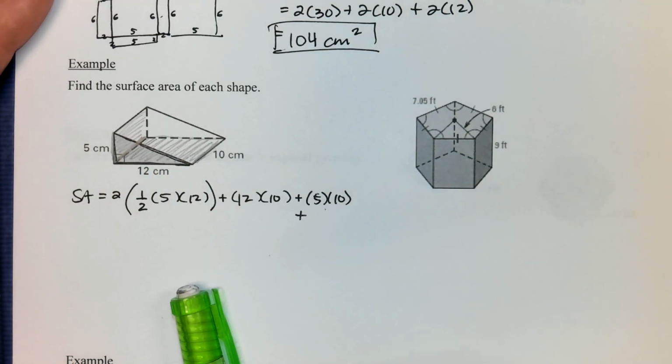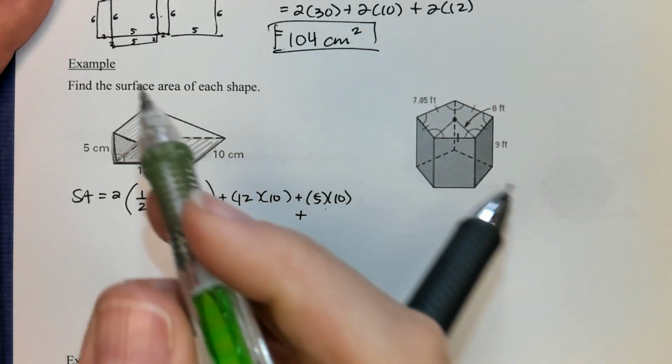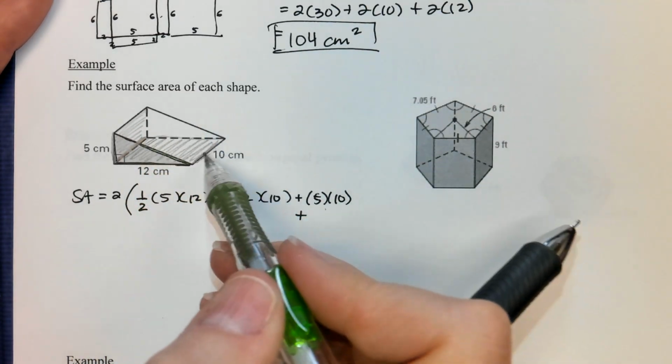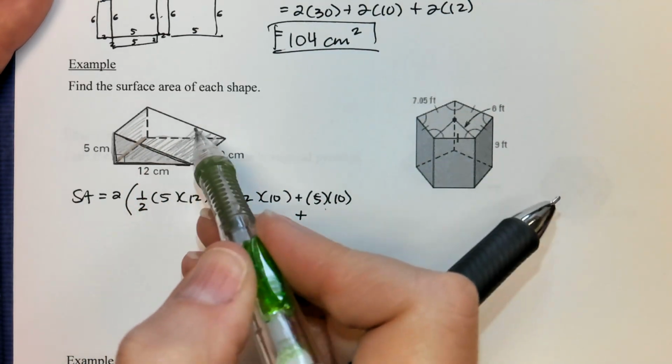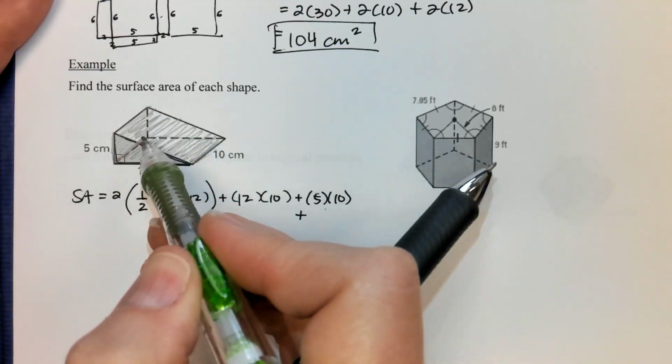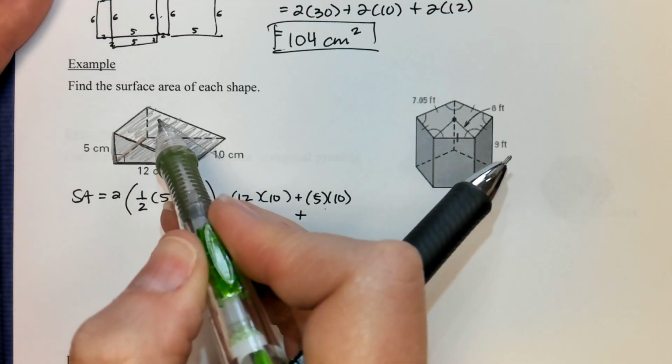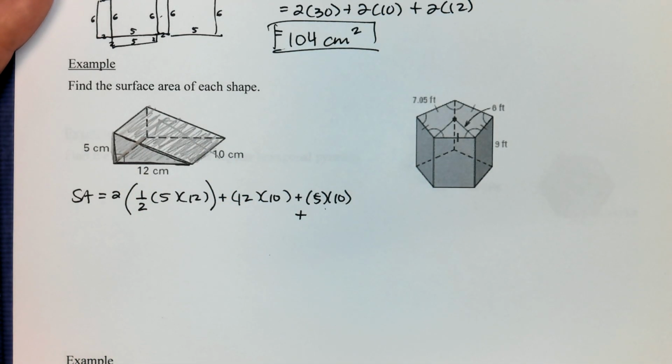I'm just going to write this down here so I don't get too far over there. And then the last one I have is actually, it's kind of hard to see now that I've been shading, but it's the ramp part of this triangular prism. So think of that ramp like we'd go up this ramp. So that's my last one.